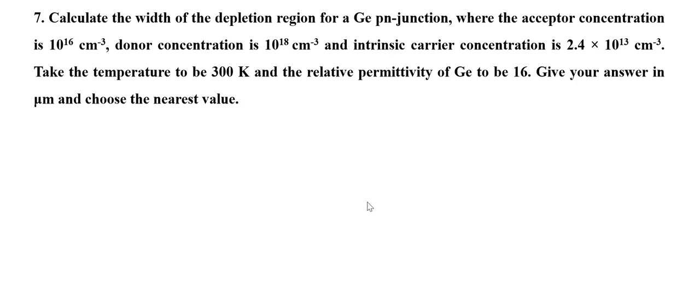All the other values are given. Epsilon 0 is given in the formula sheet. Epsilon r is given to you. Epsilon r is equal to epsilon by epsilon 0, right? So the epsilon value will be epsilon 0 into epsilon r. Both of the values are given to you. The rest are all given, so first you have to find the voltage and then the depletion width. Please attempt and let me know.